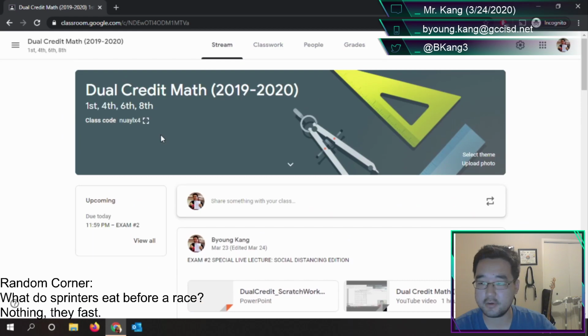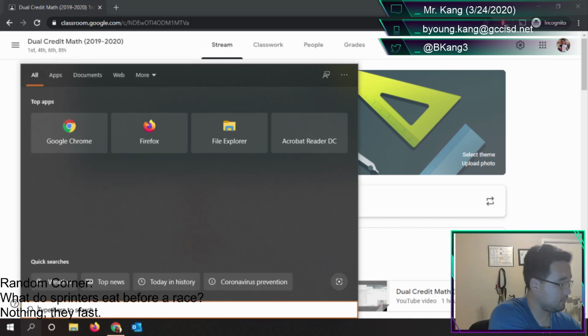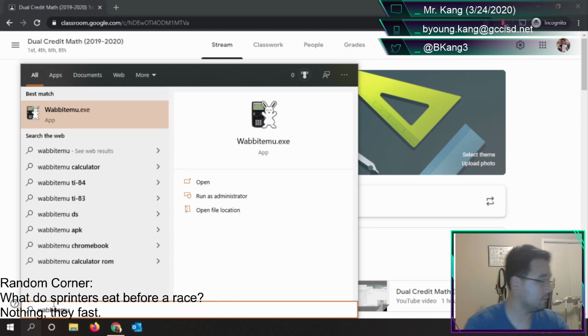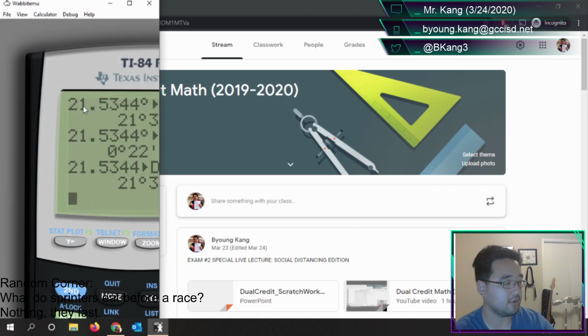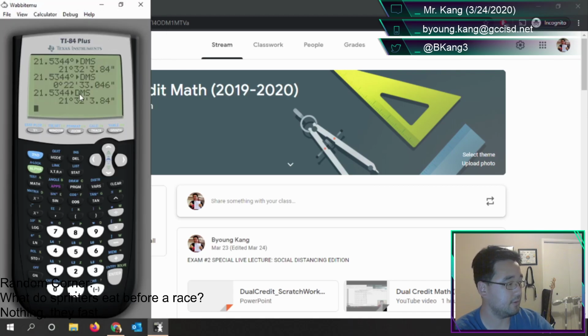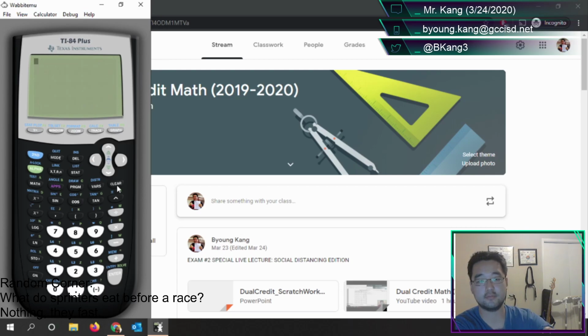Hopefully all of you have a calculator at home to work with. I did show y'all how to do that Wabbit emu thing on Monday. And I mean, it's all over Google if you want to try to do it yourself. But you can get this calculator software on your computer. There's also an Android app. There is no iPhone app. If you have your iPad or iPhone, if it's your school iPad, the district did buy the SmartView software for all of you. So it's going to be under self-service on your iPad.